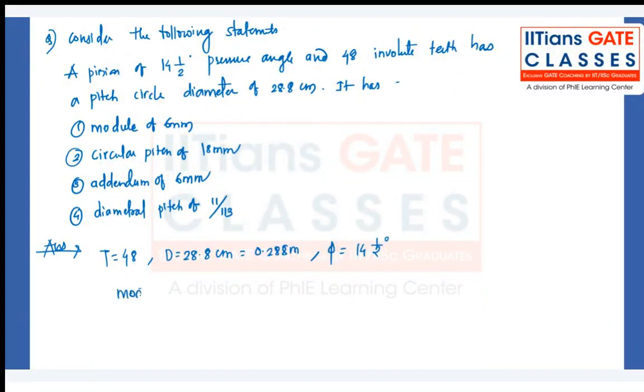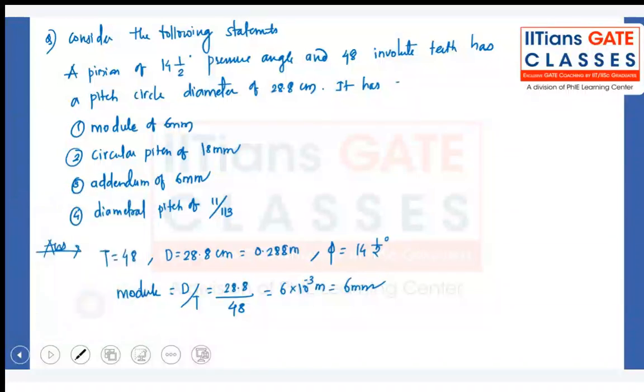So what is module? Module is equal to diameter divided by number of teeth. 28.8 divided by 48. How much? 6 into 10 raised to the power minus 3 meter. This is 6 millimeter. Correct. First option is correct. Module is 6 millimeter.